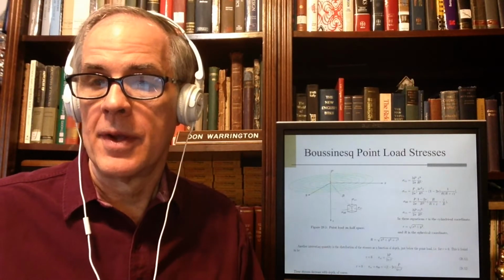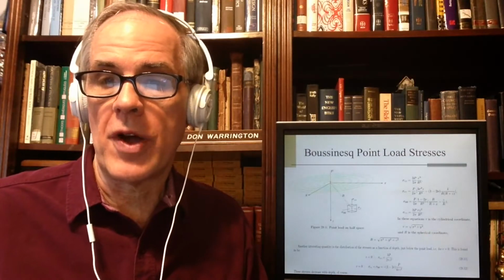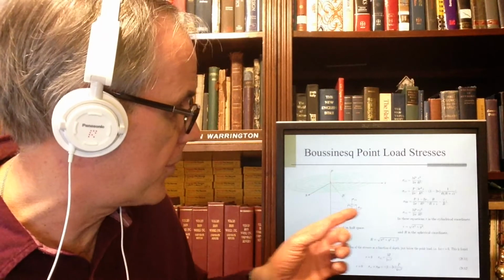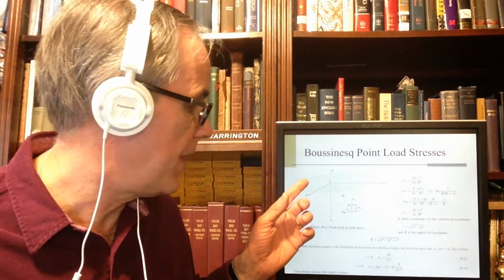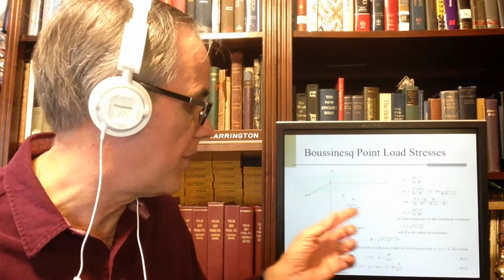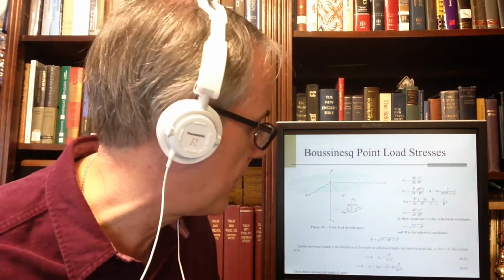But you also can get radial stresses. He's using cylindrical coordinates here. Radial stresses, tangential stresses, R and theta, and then you get shear stresses as well. So you get all 4 types of stresses there.